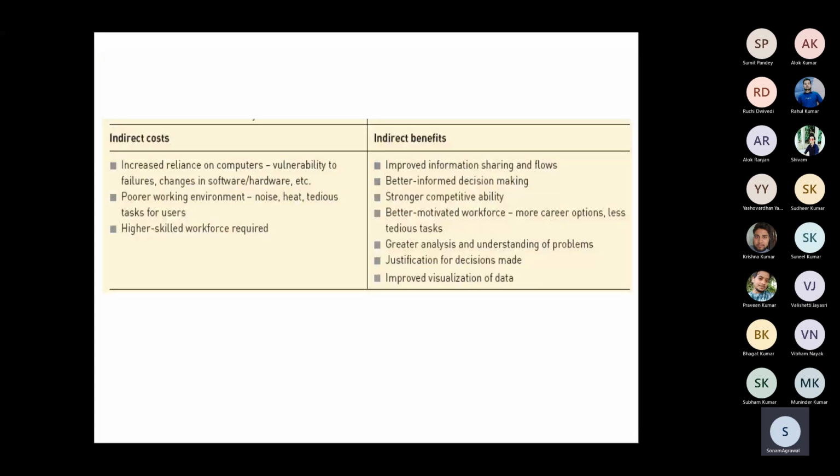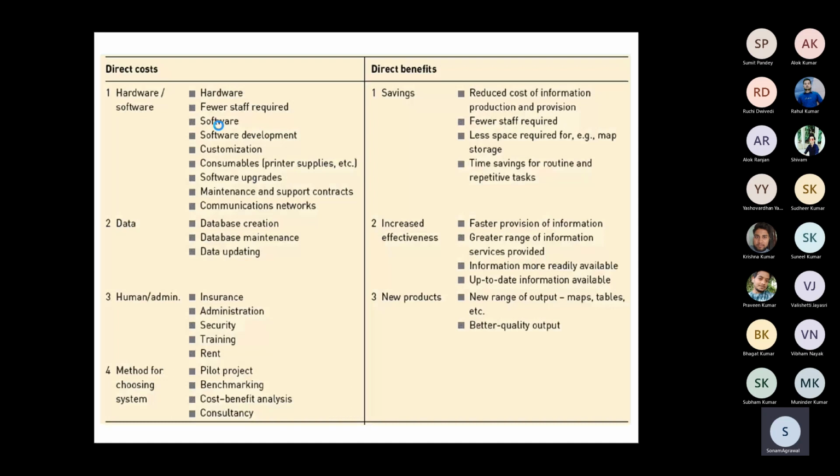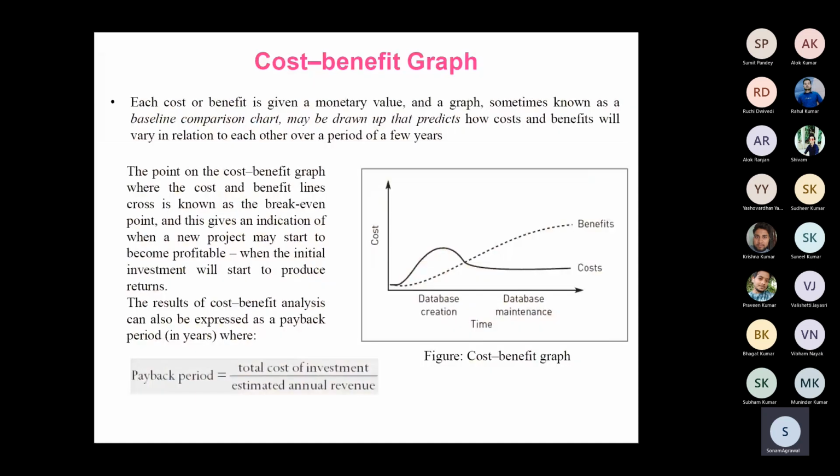Indirect benefits could be improved information sharing, better informed decision making, stronger competitive ability, and a better motivated workforce. These are all indirect benefits involved in any system. So this is one of the problems with cost-benefit analysis: how we quantify these things. But there's one important thing to be seen, the graph of this GIS project.